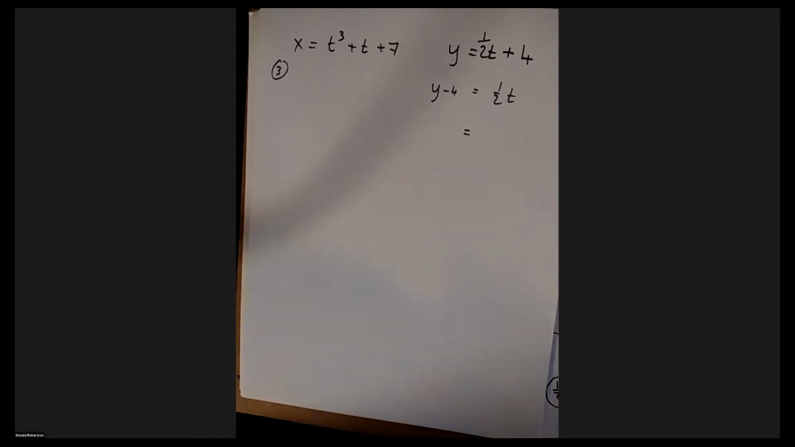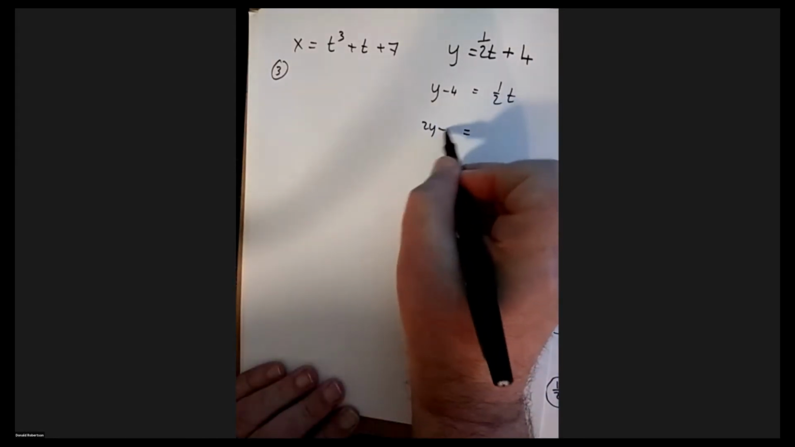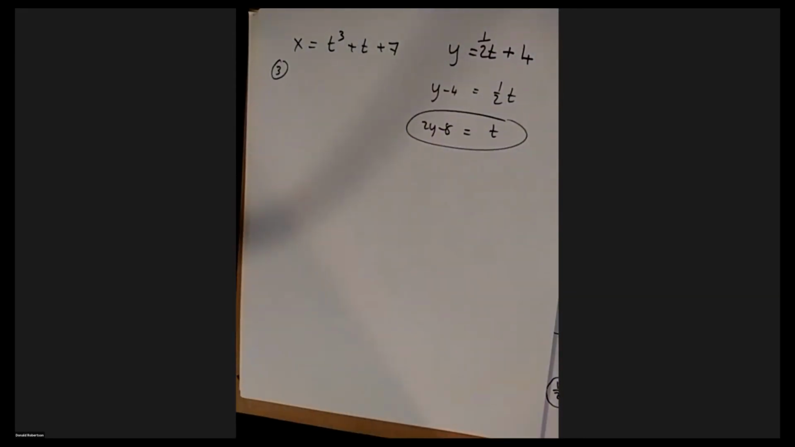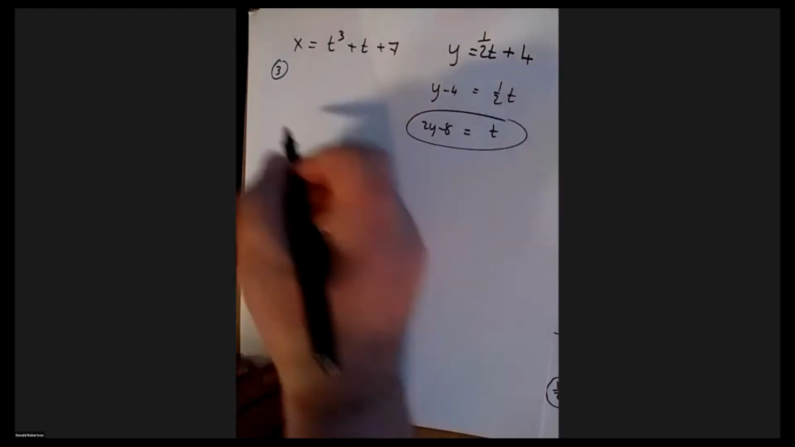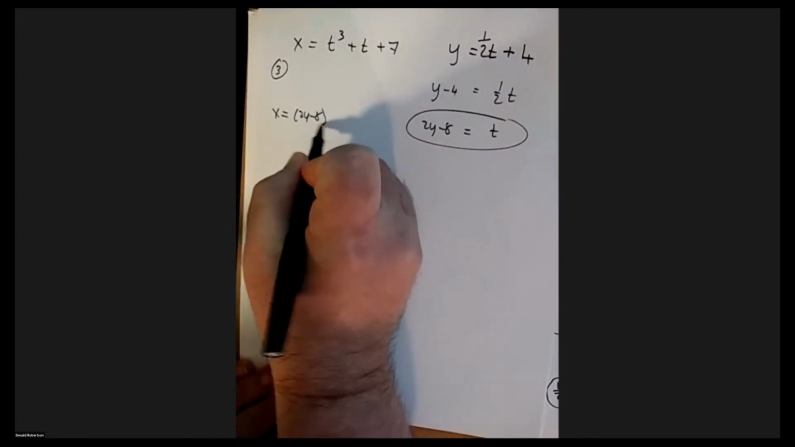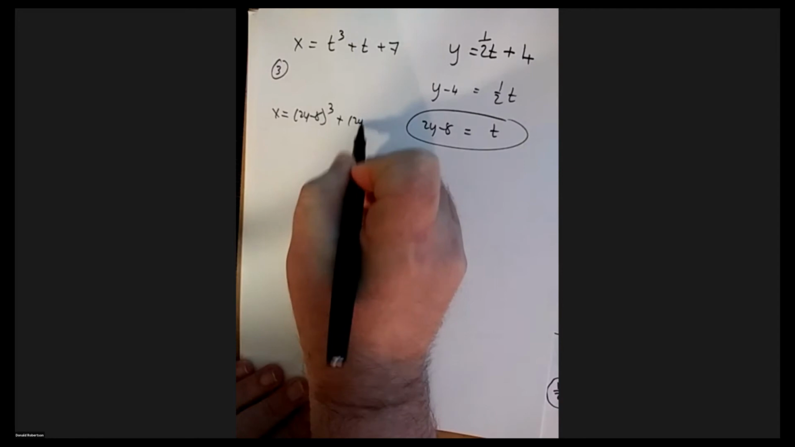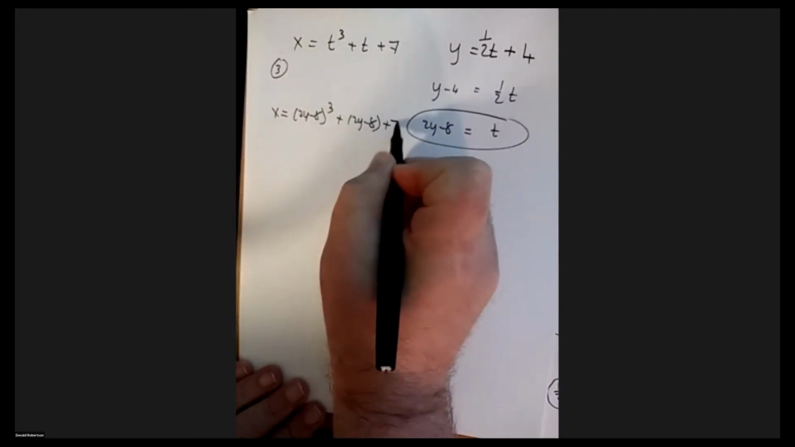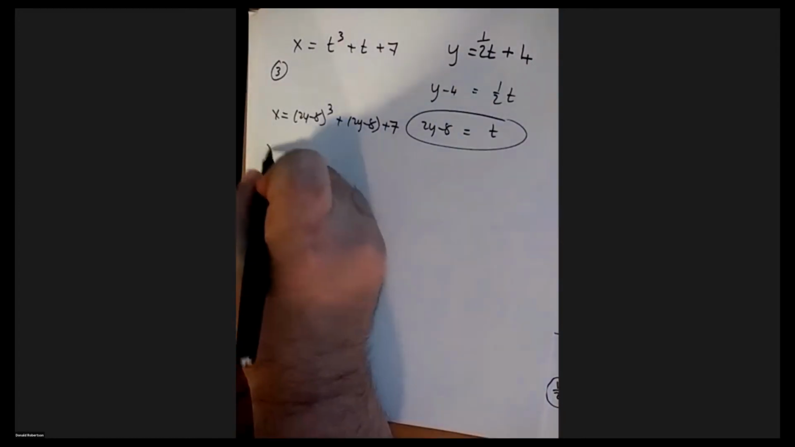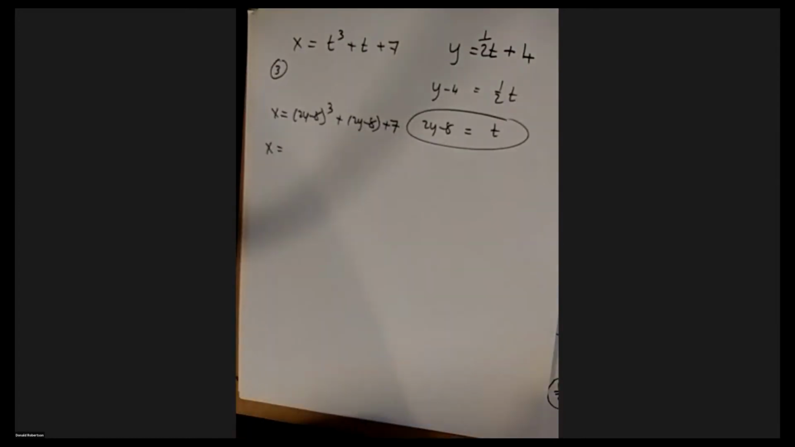Multiply by 2. So you get that. Looking good? Now, that makes x equals 2y take away 8 cubed plus 2y take away 8 plus 7. And you're just going to trust me on the next bit.